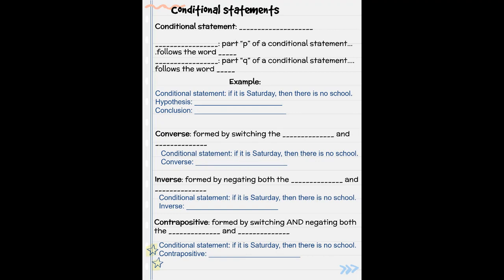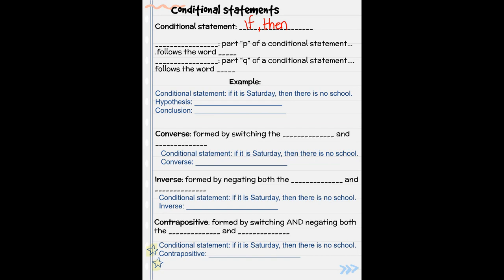All right, let's take a look at the bulk of our logic lessons. These are going to be our conditional statements. Like I said, logic is basically what math is: drawing conclusions and then making conjectures about them. And we write those in conditional statements. We write them as if-then statements.